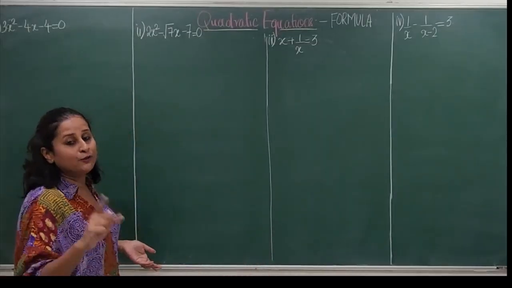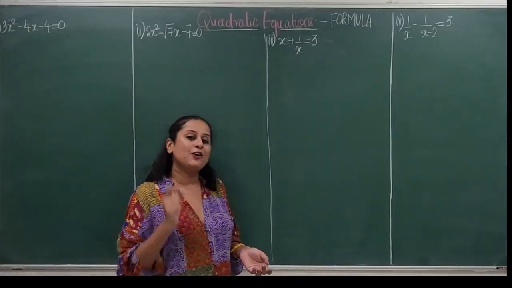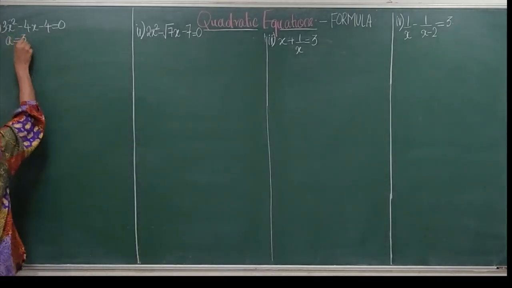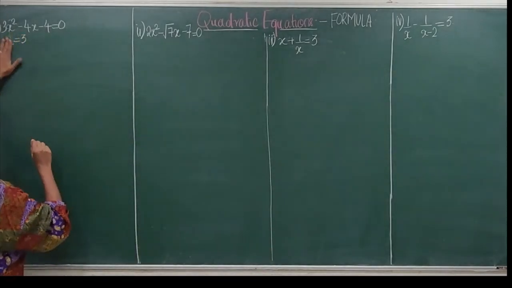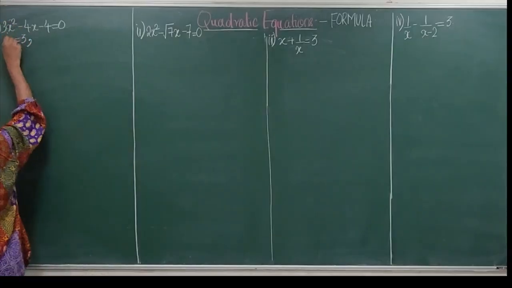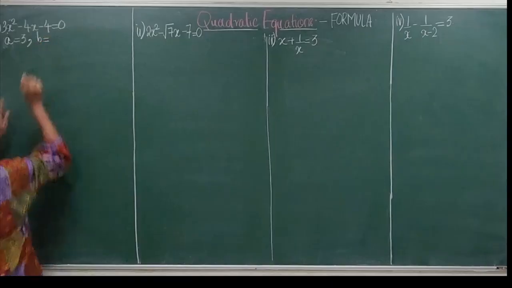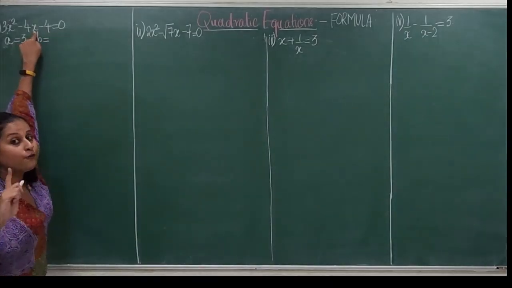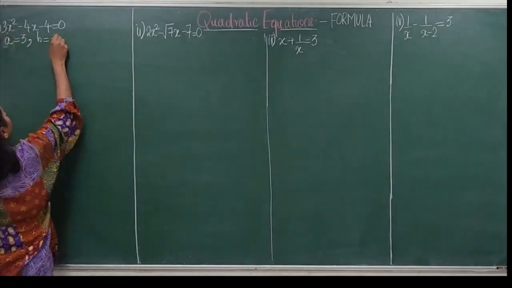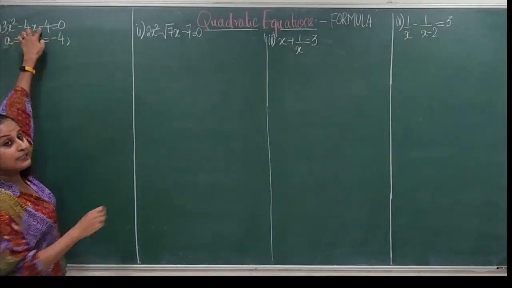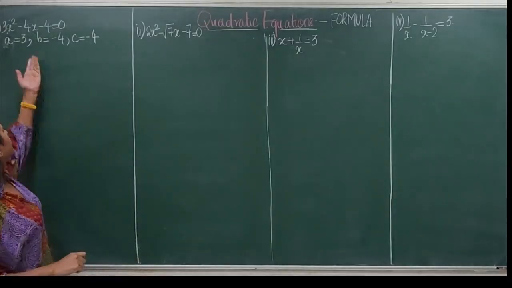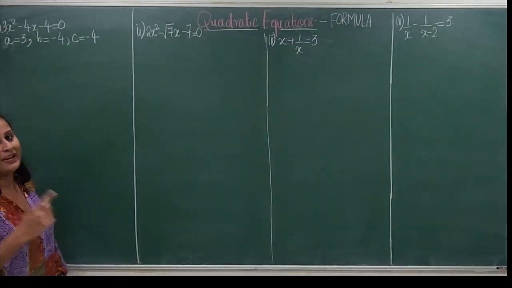Let us find our coefficient of x square, coefficient of x and constant. Coefficient of x square is 3. That's your a. Let's write capital A. Your coefficient of x is what? It's not 4. It's minus 4, along with the sign. Minus 4. And what's your constant here? Also minus 4. Alright.